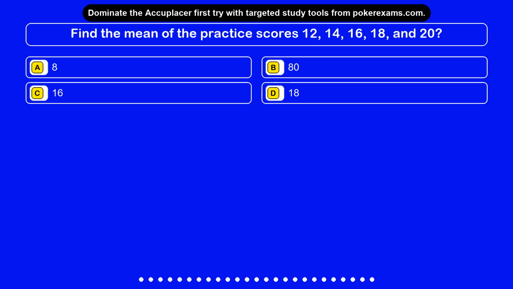Question 9. Find the mean of the practice scores 12, 14, 16, 18, and 20. Option A, 8. Option B, 80. Option C, 16. Option D, 18.